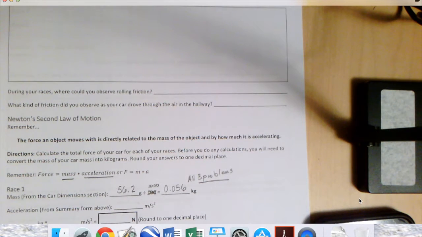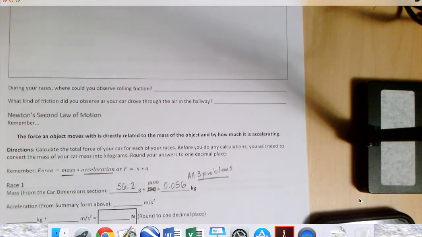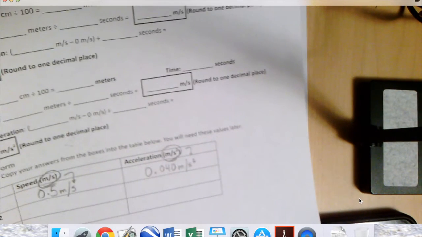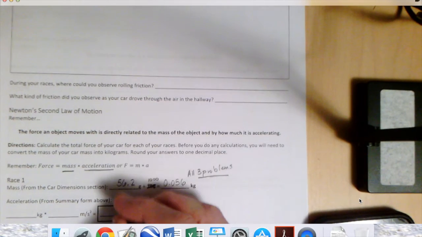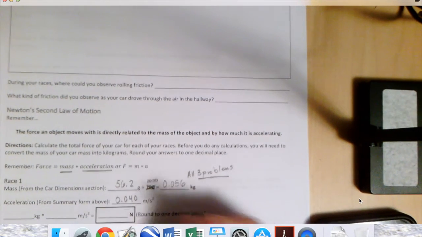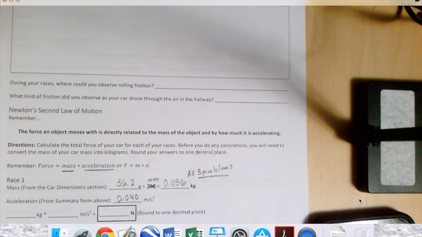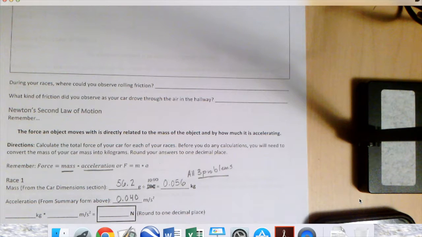Now, from the acceleration, from the summary form, you pull up this information, remember? You see acceleration where I have 0.040. I'm going to write that in: 0.040 meters per second squared. Make sure you're using it for race 1. You don't want to get your races mixed up. That's why we're doing them in order for each.